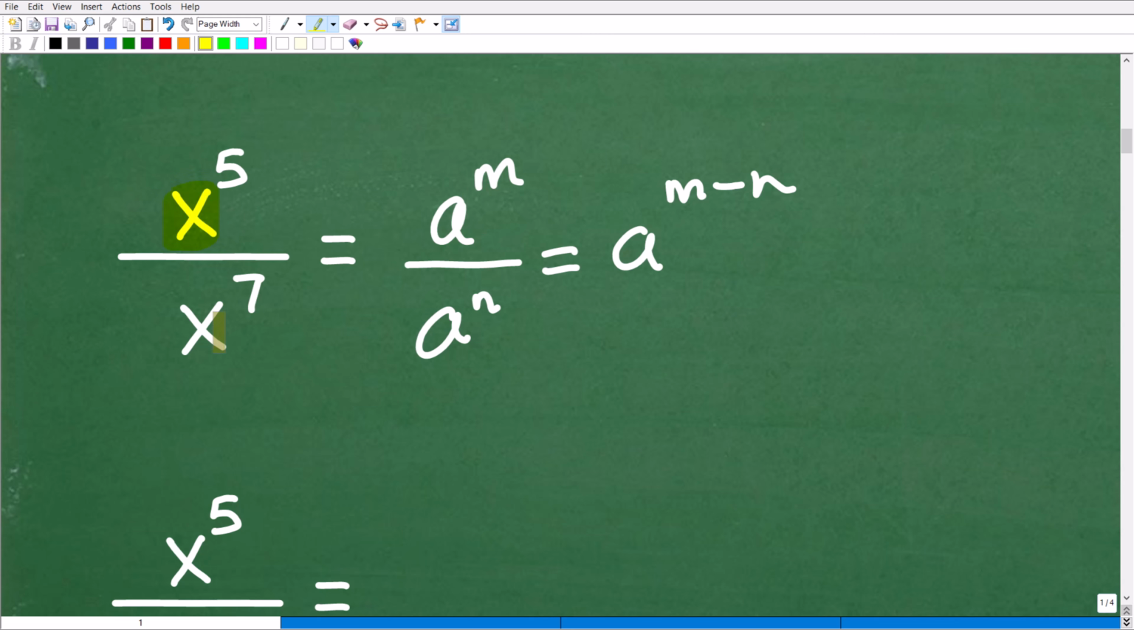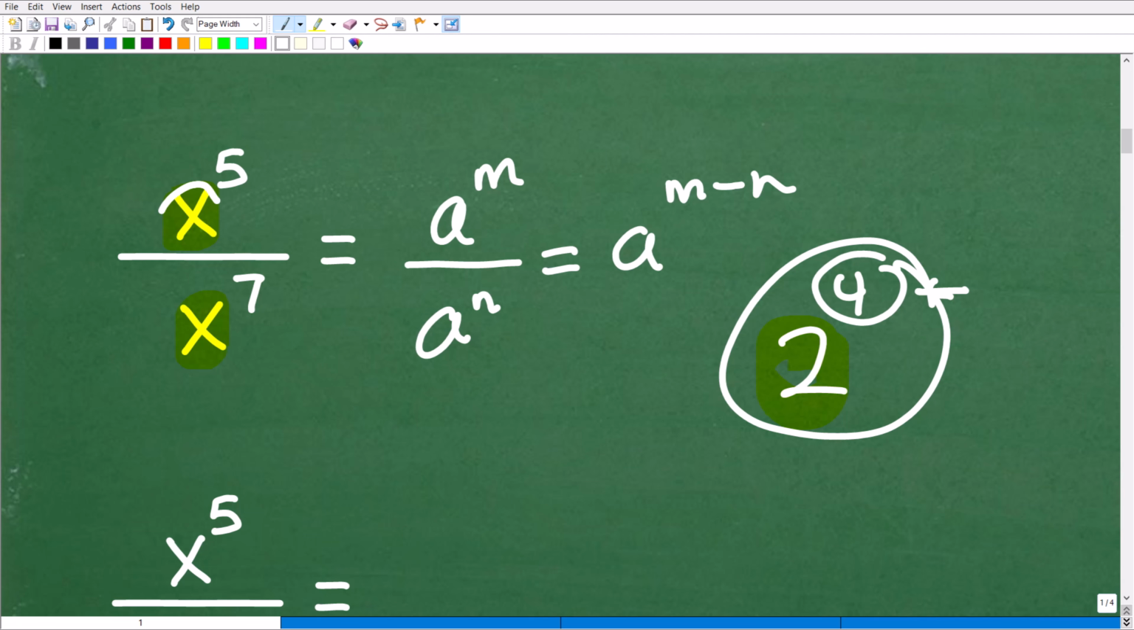When you look at a power like 2 to the 4th, the base is 2 and the 4 is the exponent. The entire thing is a power. So if we have the same base, in this case we do, it's x and x, what we can do when we're dividing is subtract the exponents. We take the top exponent, the exponent of the numerator, and subtract the denominator's exponent from it.